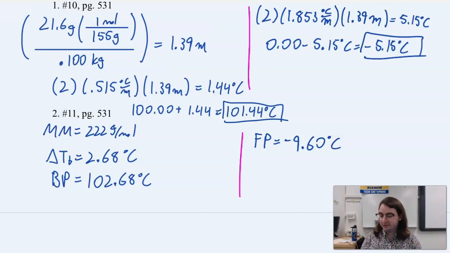But that's it. Hopefully if you were comfortable with boiling point elevation, you're just as comfortable with freezing point depression. They're painfully similar. So just let me know if you have any questions, but otherwise we'll see you next time.